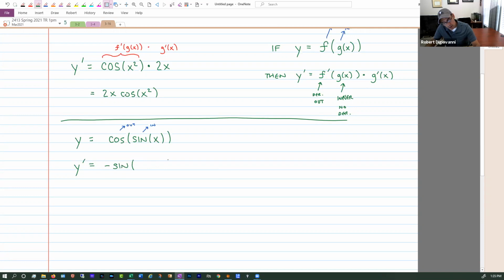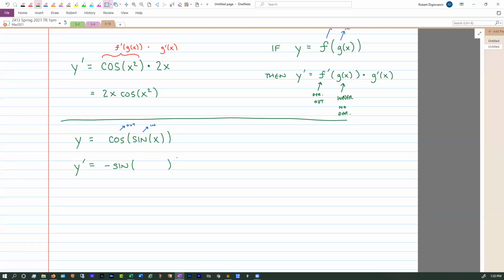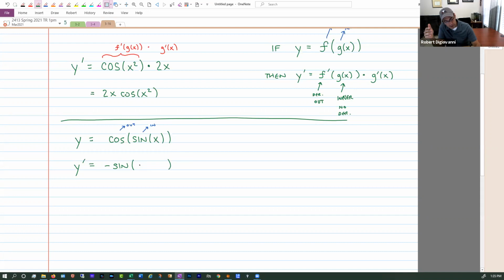And what am I going to plug in? I'm not going to say negative sine of x, right? No. I'm going to say negative sine of what? Sine x. Of sine of x, because the inner function is sine of x. Does everyone see that? This is the derivative of the outer function, which is negative sine, but inside of it, you're plugging in the inner function with no derivative on it.